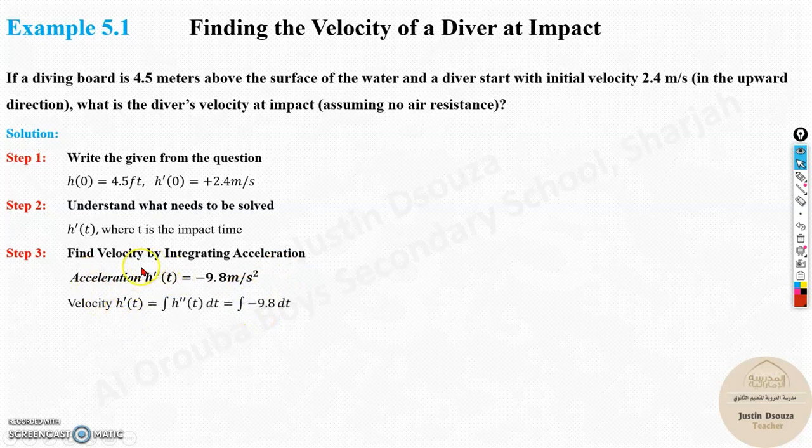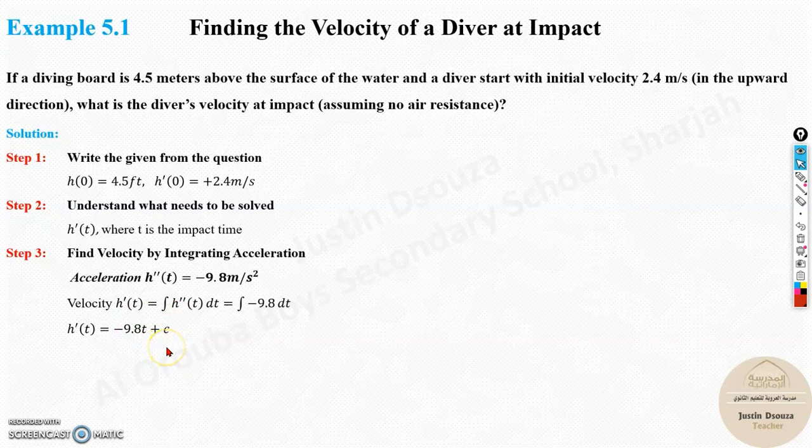Now integrate this, you will get the velocity. Integration of h double dash of t is h dash of t. So integrate minus 9.8 dt. It is minus 9.8 t, because the integration of any constant, if it's 1, it is x. Now here we are dealing with dt, so we don't write x, we write t. That's the only thing. Now don't forget the plus c. A constant will always be added.